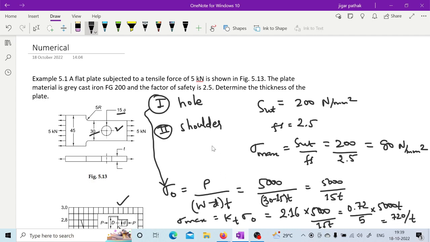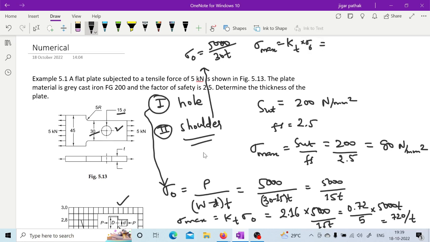Right. Now you need to calculate for the shoulder. So for the shoulder, what will be your sigma naught? It will be P by dt, right? d is 30. So 5000 by 30t will be your sigma naught, and sigma max will be kt into sigma naught.